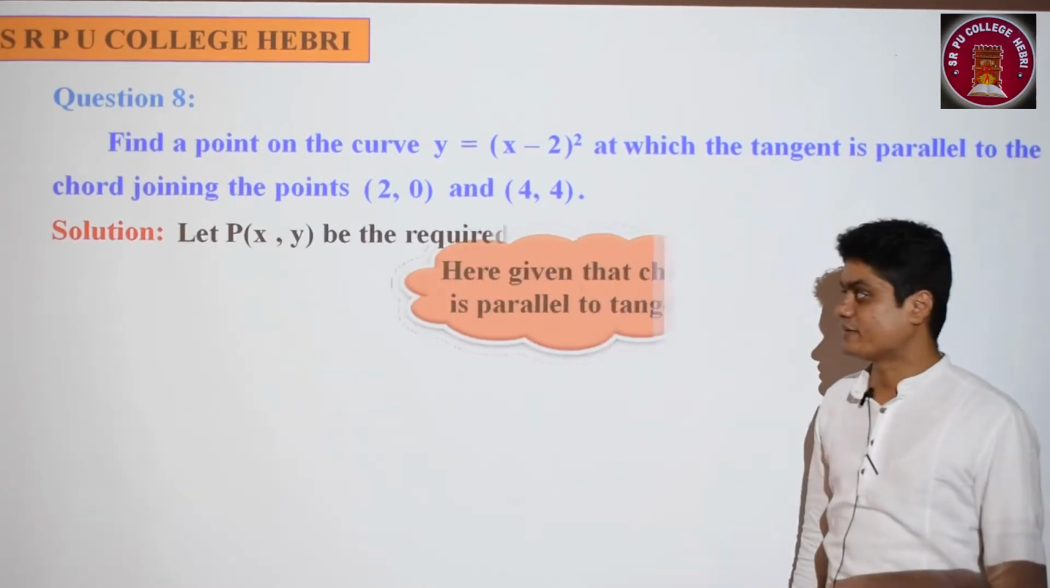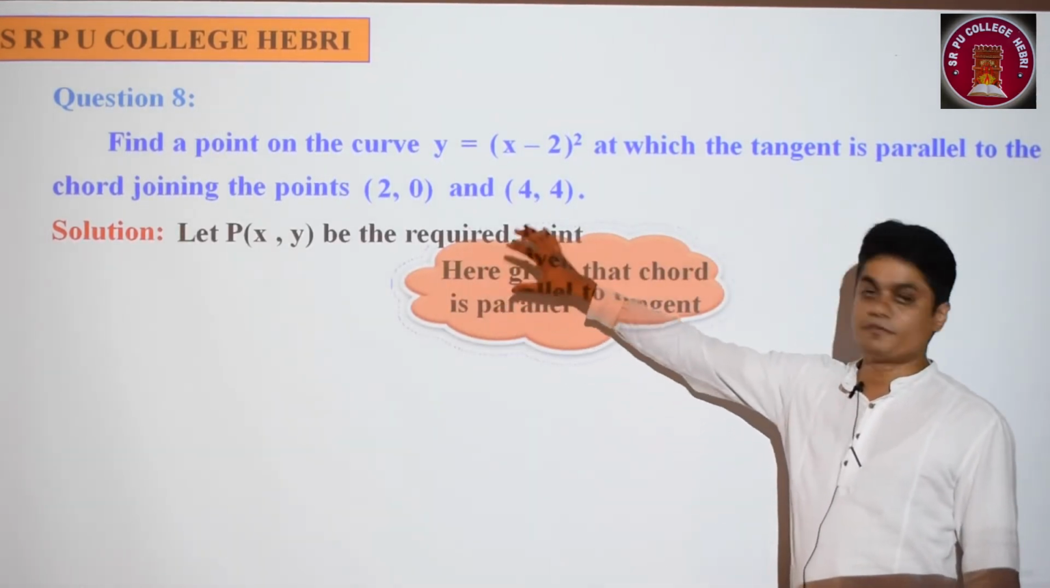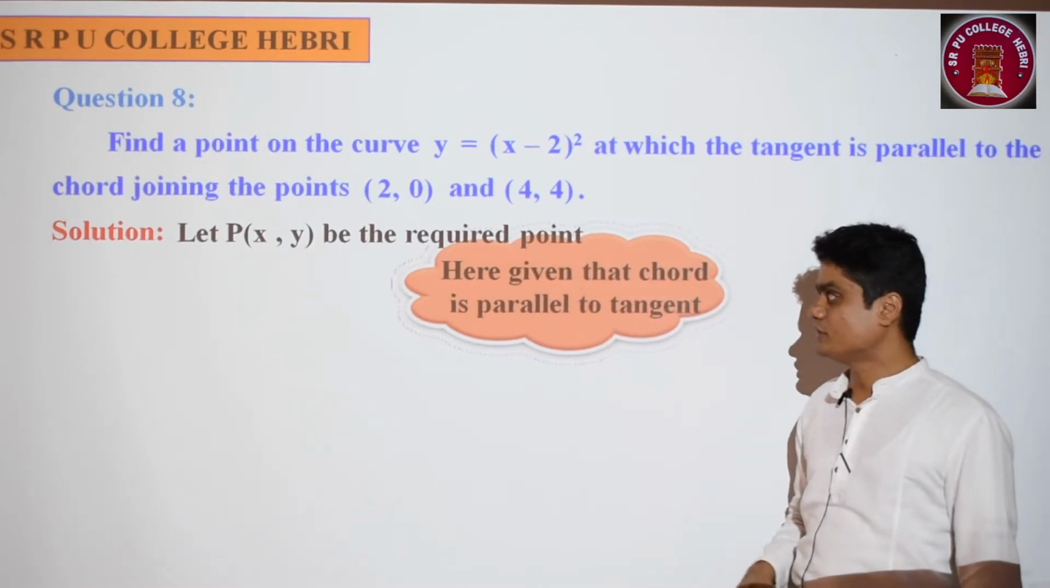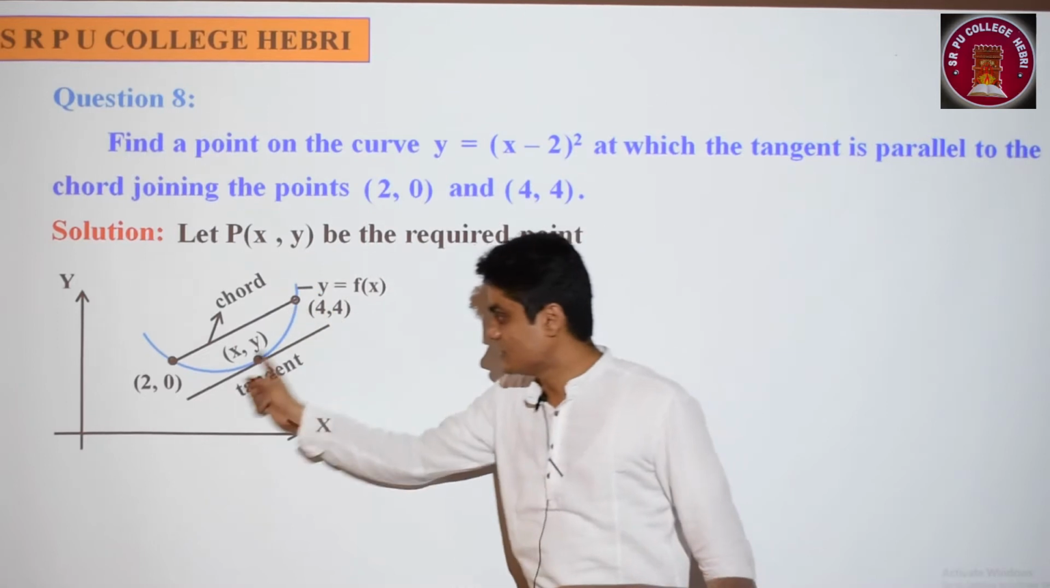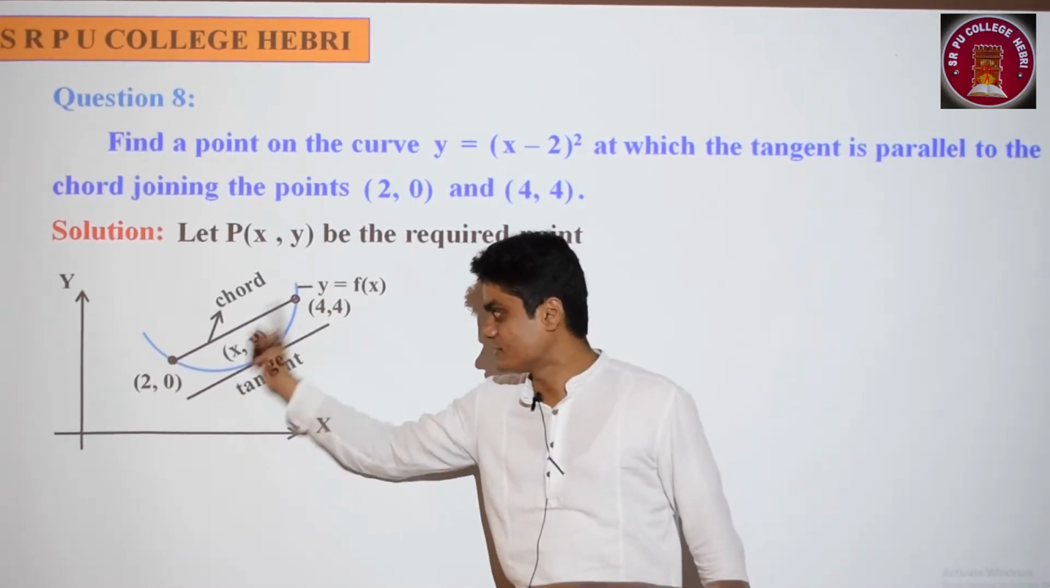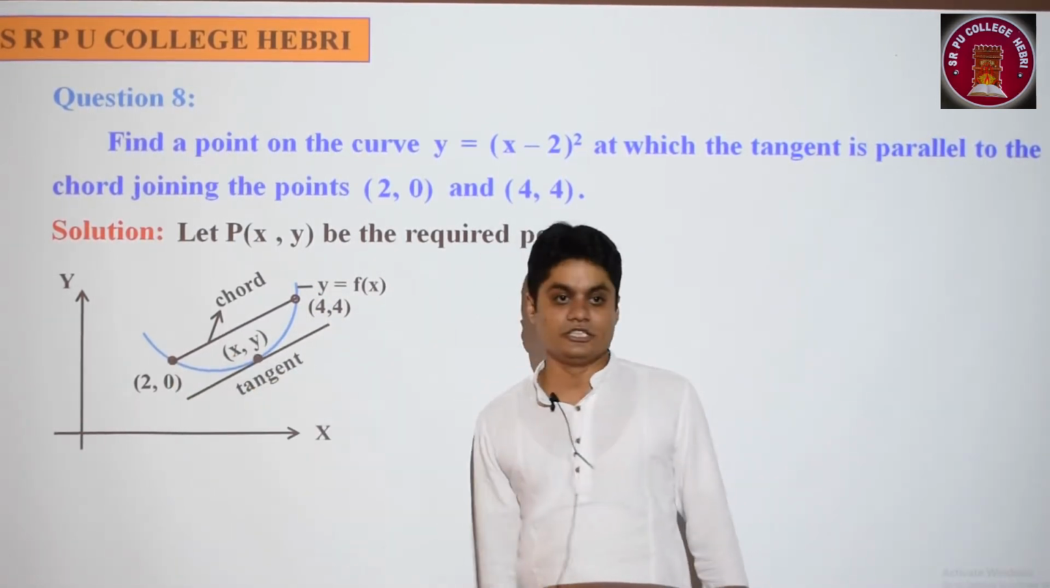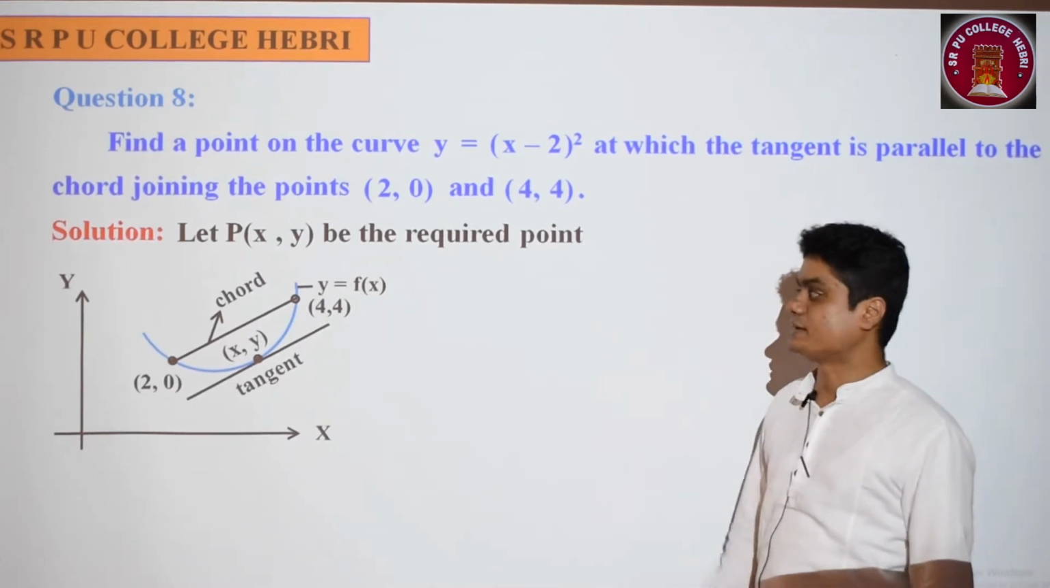So the diagram you can write like this. Take P(x, y) as a point on the curve. Then the diagram will be like this. This is the given curve of the equation. This is a tangent, this is a chord. Given that the tangent is parallel to the chord.